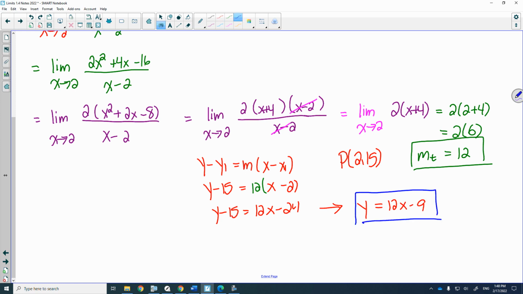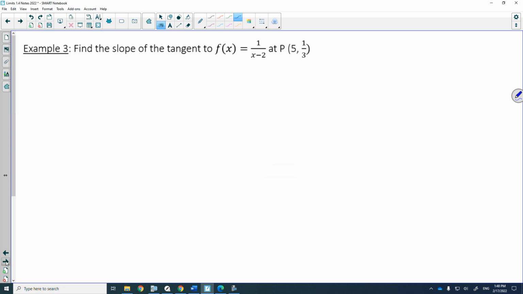So again, that's the equation of the tangent line. That tangent line would go through that point, (2, 15). The tangent line has a slope of 12, which is what we calculated. The tangent line itself would have a y-intercept of -9. Okay, we'll look at 2 more examples and then we'll derive the formula number 2.